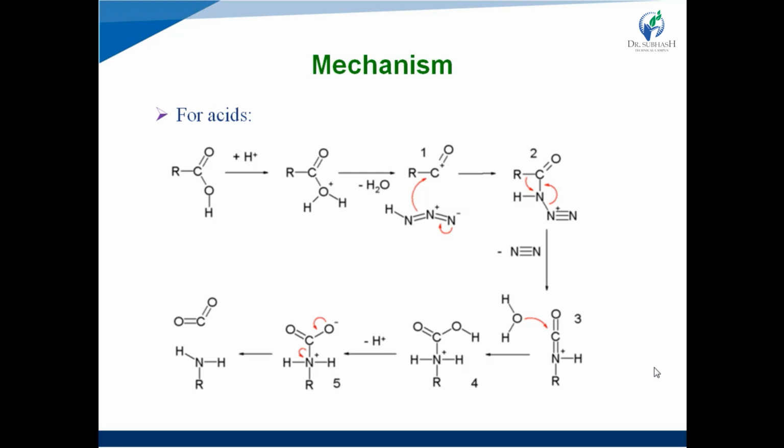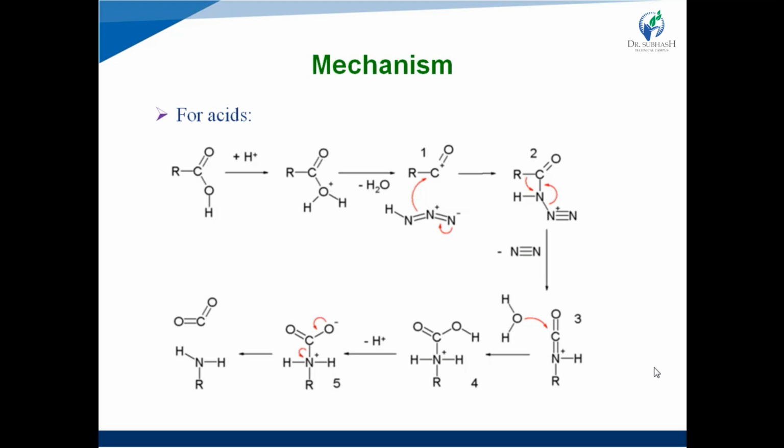Now on this positively charged carbon, a nitrogen atom from the azide will attach. There are 3 nitrogen atoms in hydrazoic acid or azide molecule. Out of them, the nitrogen that is directly attached to the hydrogen atom is attached to this positively charged carbon atom and forms the structure 2. See in structure 2 what happens? RCO is attached to the hydrazoic acid through the nitrogen that is directly attached to the hydrogen atom.